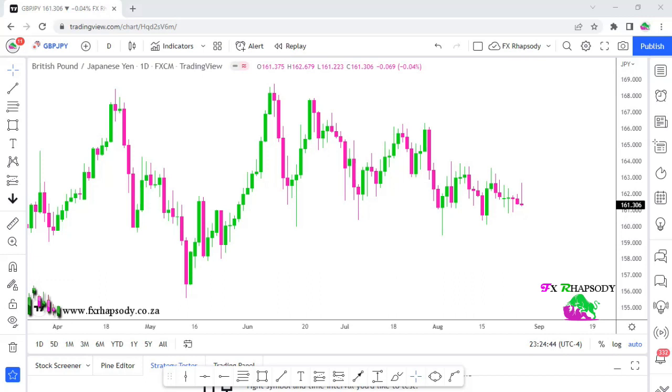Today we're doing analysis again on two currency pairs. It's going to be the British pound, Japanese yen, and we're also doing the US dollar, Japanese yen.